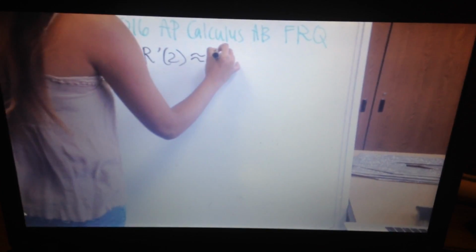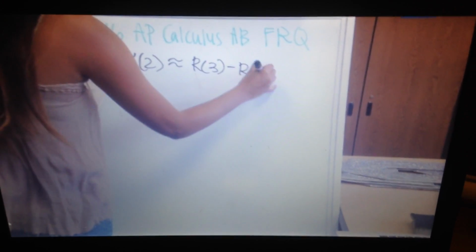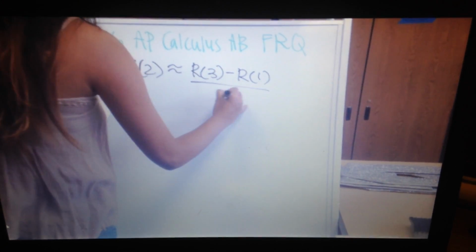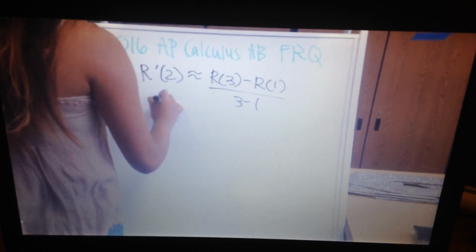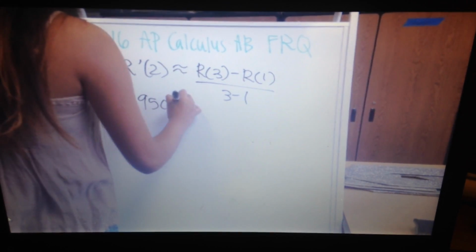Here are the selected values of r of t. We will be using these values to solve for r prime of 2 in part A. Since 2 is in between 1 and 3, we are going to be using r of 3 minus r of 1 over 3 minus 1. Then we will pull those values from the table.